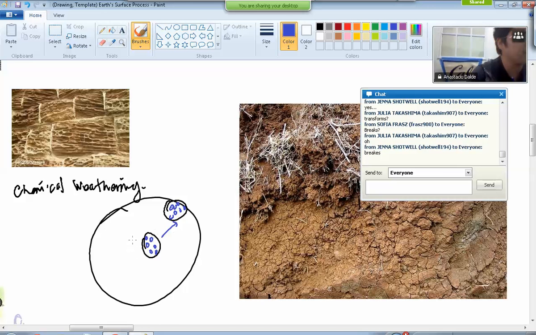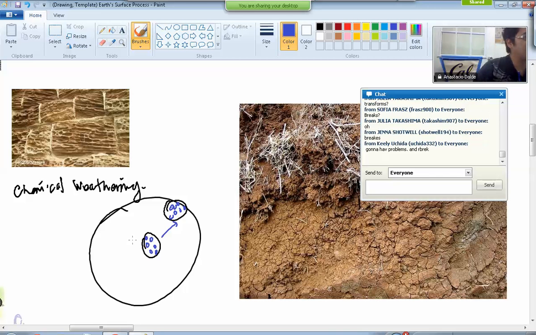It's like a chemical reaction. The minerals inside of the rocks will react with the air, and that will cause the reaction to take place, and then boom, this thing turns into a different type of rock. Does that make sense? All right, here, let's try this one.